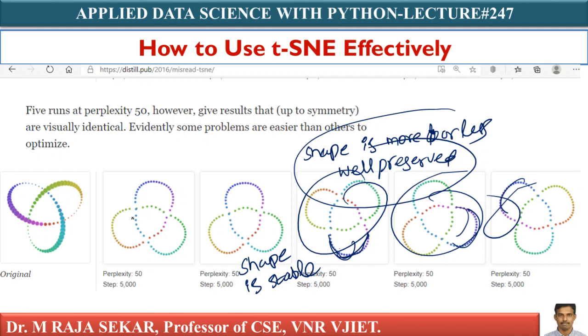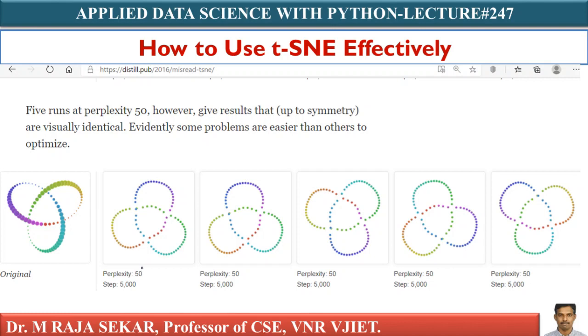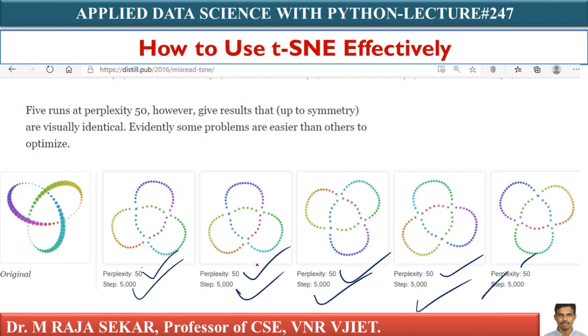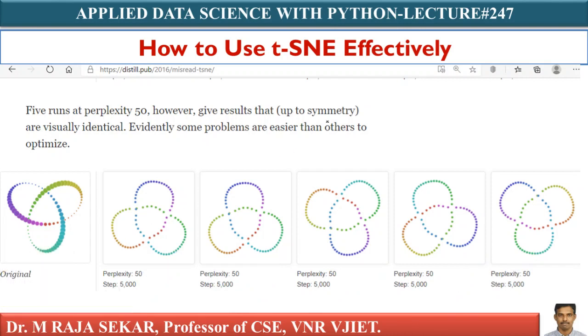know that this perplexity value and the number of iterations is stable. As the shape is stable, I know that this perplexity value and this number of iterations are stable. So the most important lessons to learn for all of us: number one, always run your steps or number of iterations till the shape stabilizes.